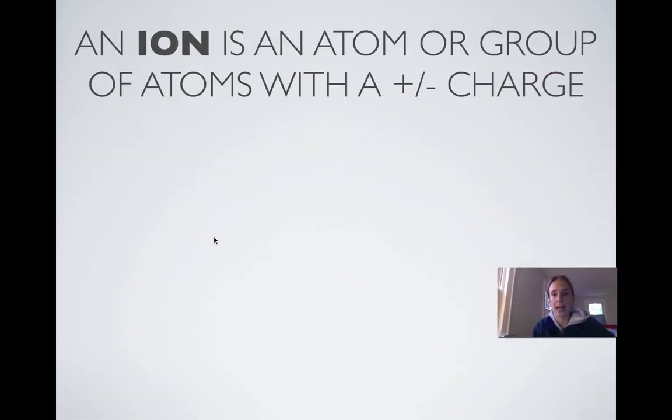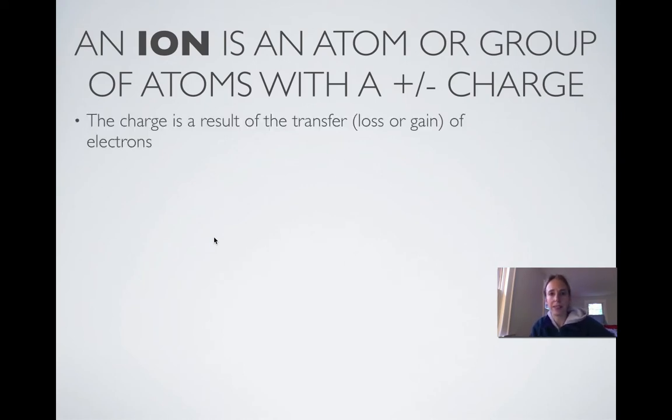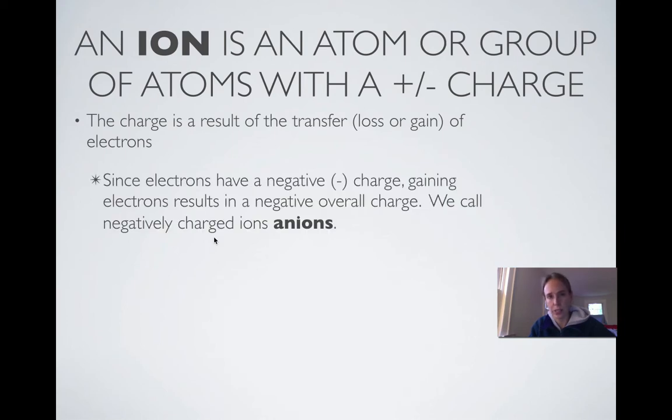An ion is an atom or a group of atoms that carry an overall positive or negative charge. And this charge is the result of the transfer of electrons. Most textbooks use the term loss or gain. I prefer to think of it as a transfer because the electrons can't just disappear into nowhere or be snatched out of thin air. They're always going to and from somewhere.